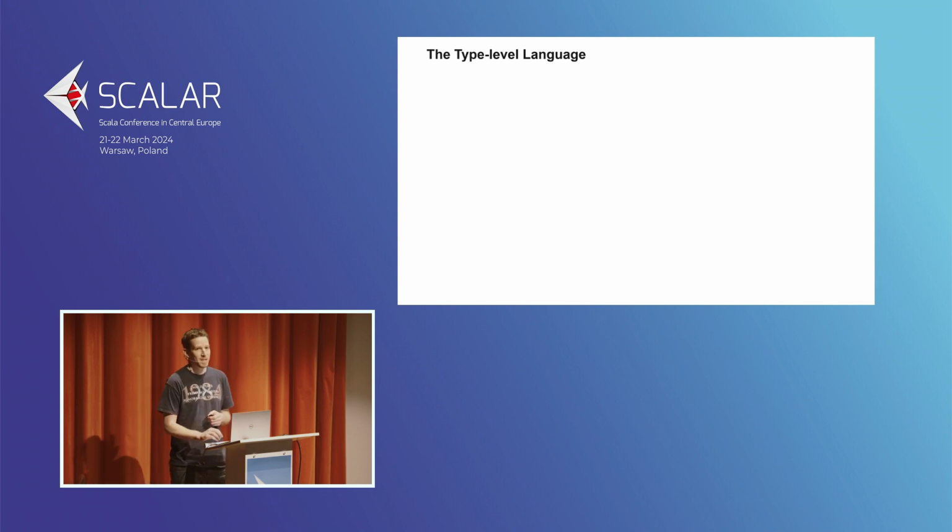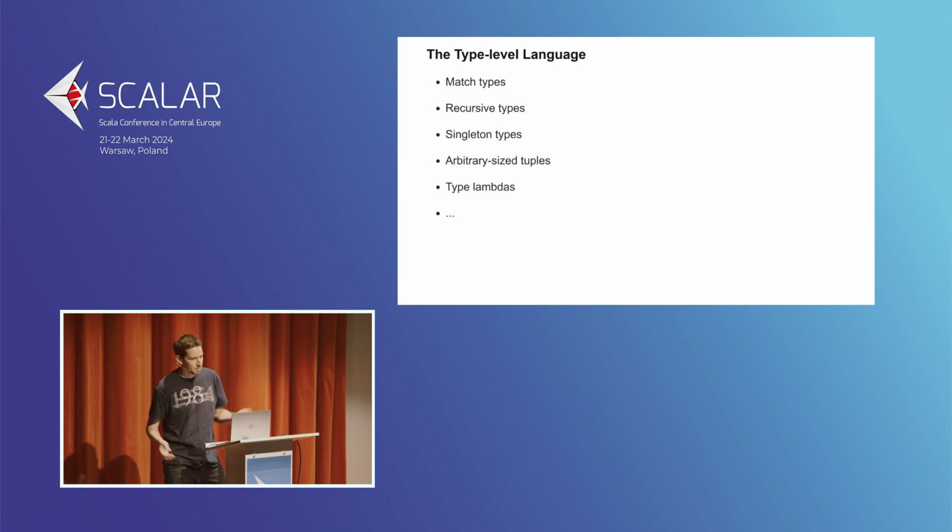So Scala has many type level features: match types, recursive types, singleton types, arbitrary size tuples, type lambdas, and many more. And it can be very easy to get lost in such a wealth of features. But what's important for our purposes is that this type level machinery forms a small type level language that we can use as a small language embedded inside the compiler. And we're going to use that language to produce our error messages.